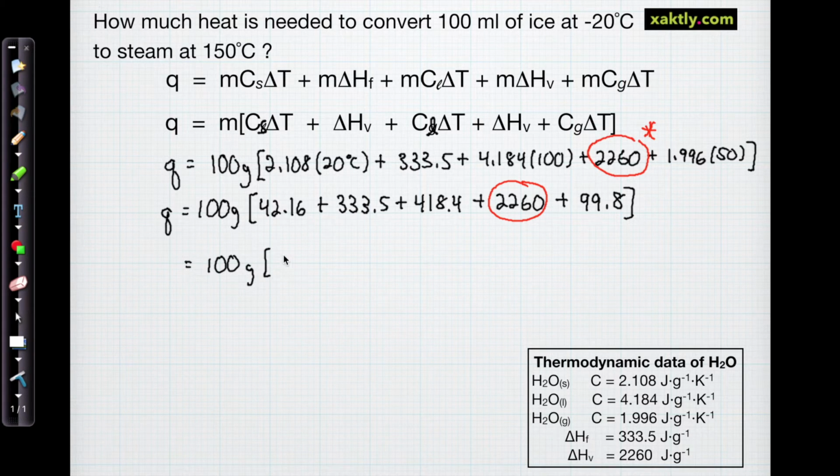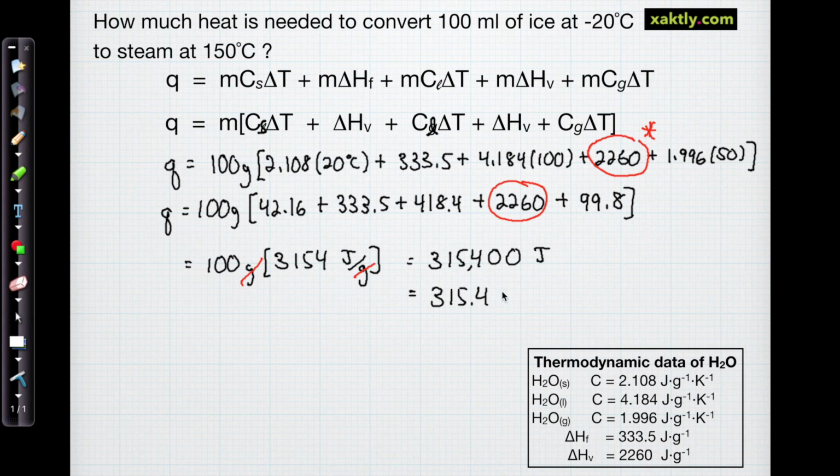And so we get 100 grams times a grand total of 3,154 joules per gram. So that gives us, that should be 315,400 joules, or 315.4 kilojoules of energy required to make that transition.